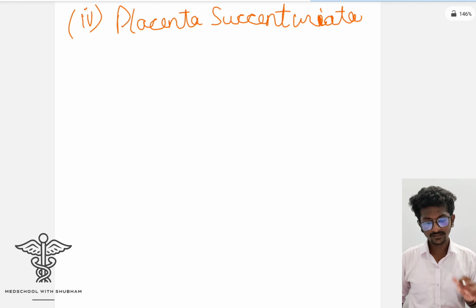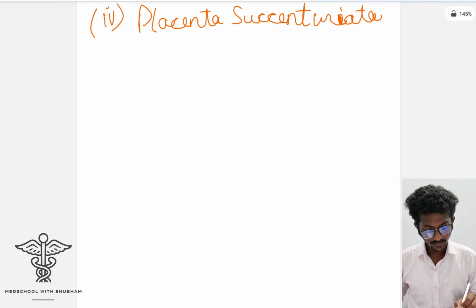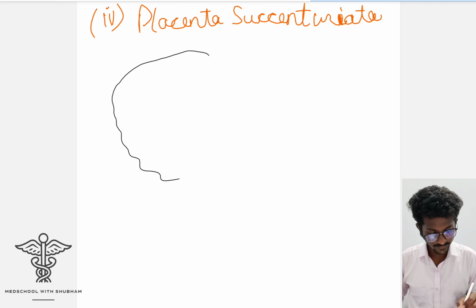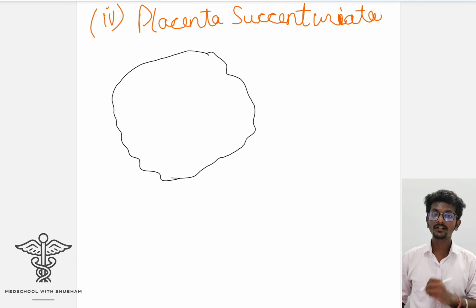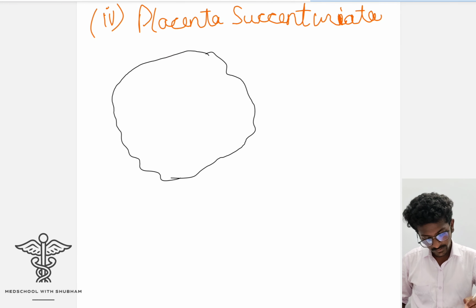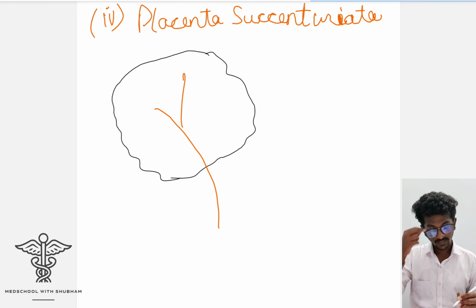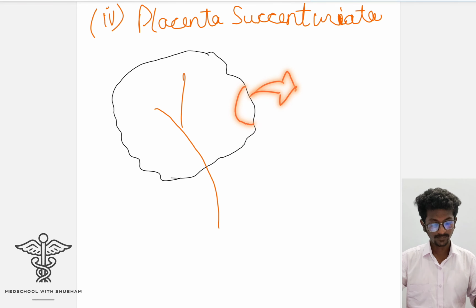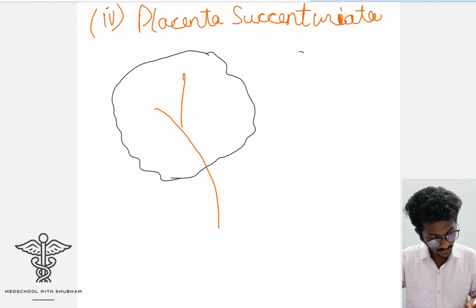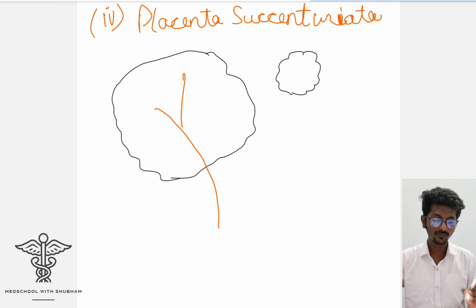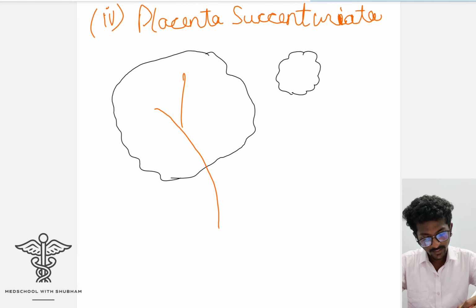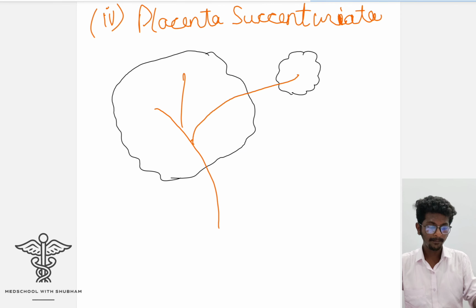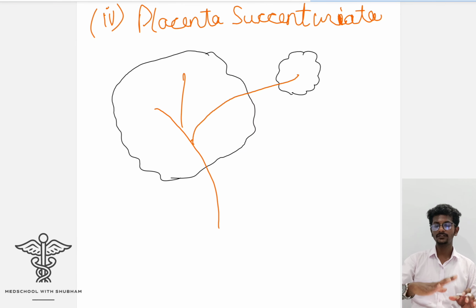Succenturiata. What is placenta succenturiata? This is the original placenta. Assume this is the original placenta. It had its independent blood supply. Now what will happen? After some time, a small part from this placenta gets separated from this part, and now we will get a small independent part of the placenta beside that, and this small part will have its blood supply from this main branch of the placenta.